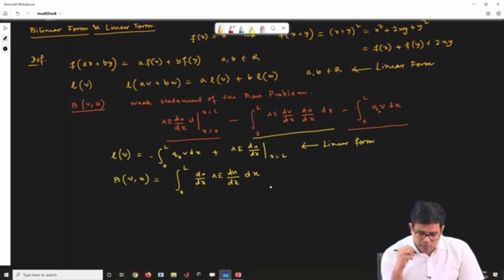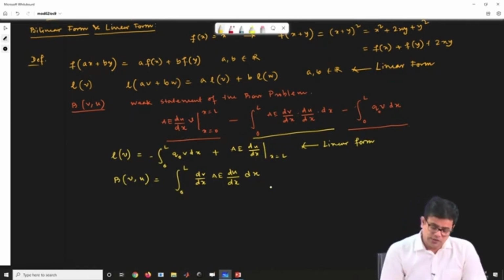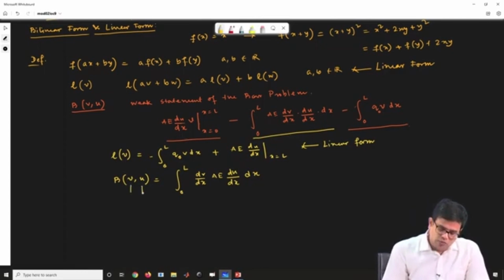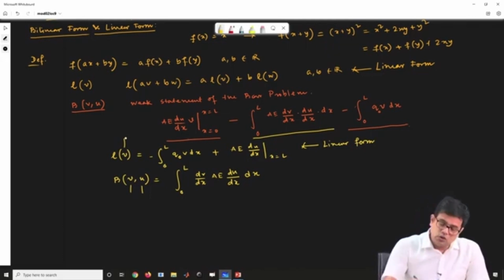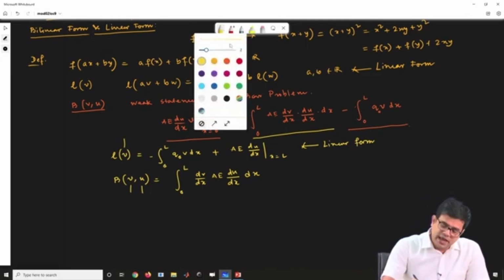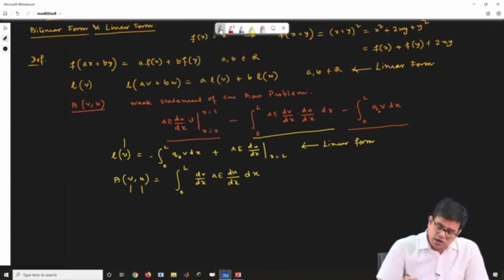Now, what is the definition of a bilinear form? The bilinear form has to be linear in each of its arguments. So for instance, there are two arguments. In the linear form there is only one argument, but in the bilinear form there are two arguments. So naturally the linearity has to be done in terms of the two arguments.